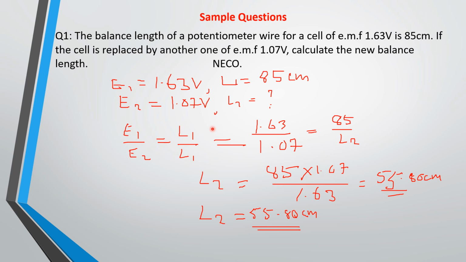Basically, this is how to apply the equation for the potentiometer. In case you have any problem to solve having to do with the potentiometer, this is how to apply the equation. I don't think there is any ambiguity. It is either you are not given one of the EMFs, or you are not given one of the lengths. Whichever is not given to you, that is what you look for, and this is the equation you need to apply. I hope this is simple and direct to the point.